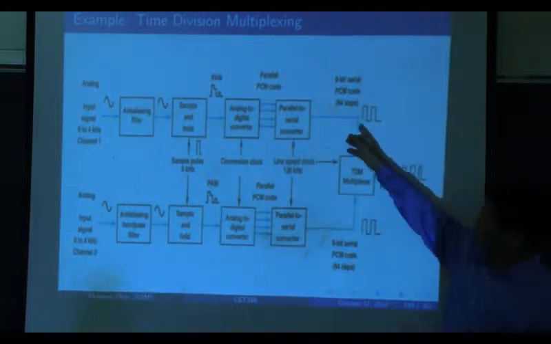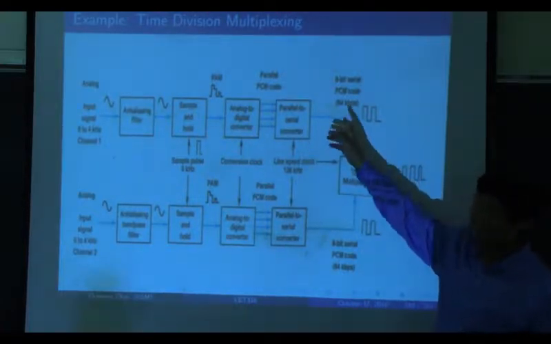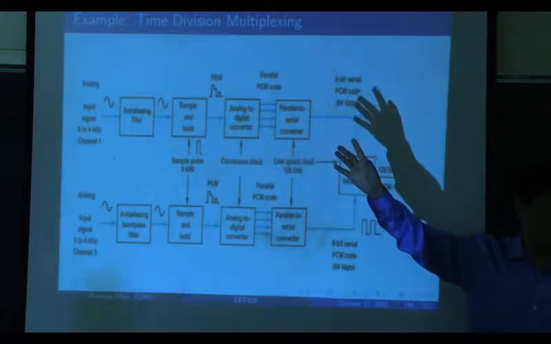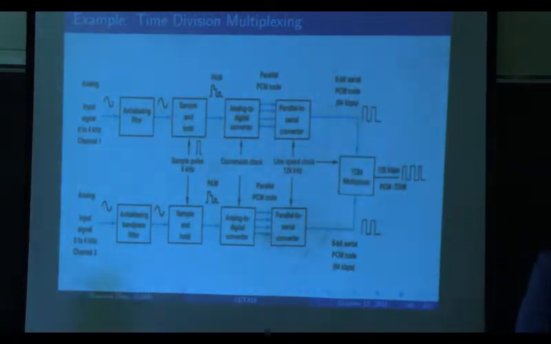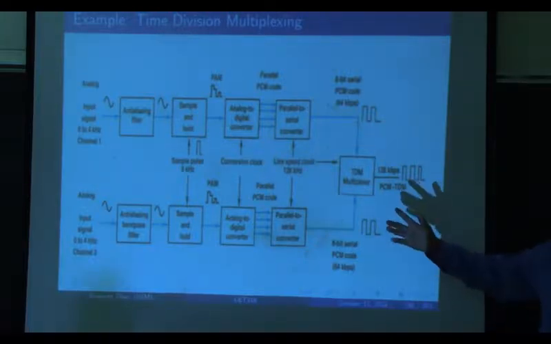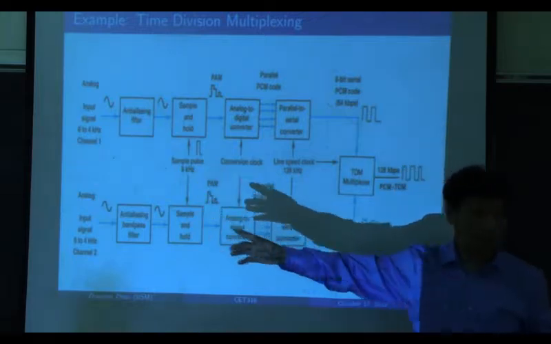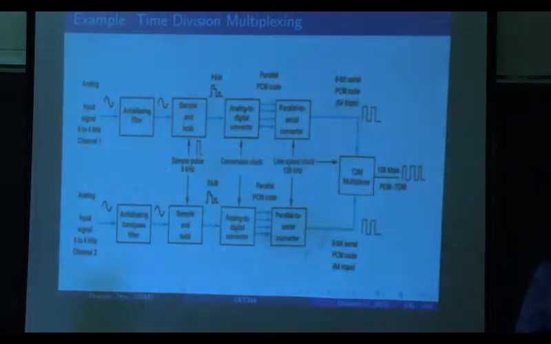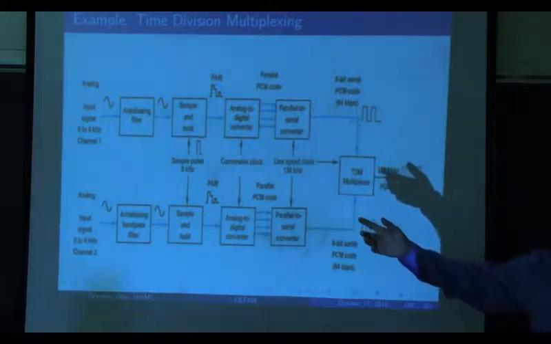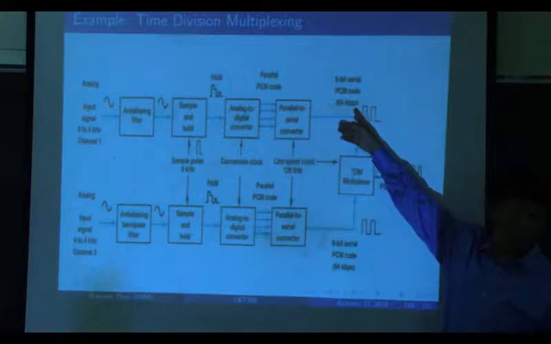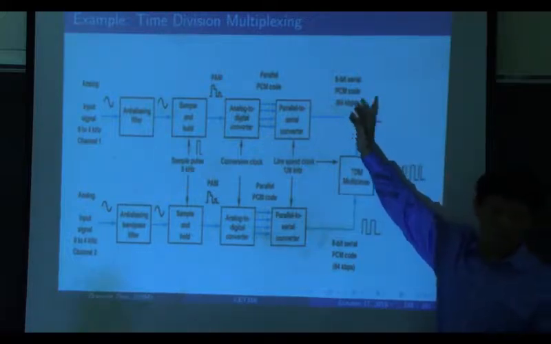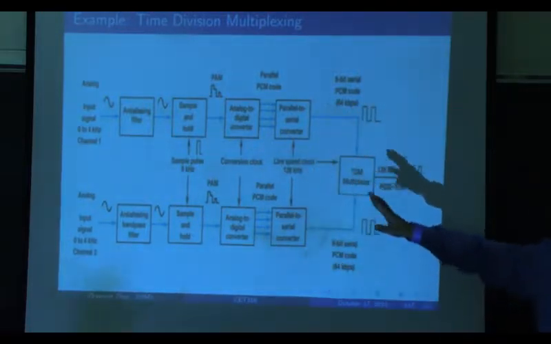For this one, the line speed is 64. Why is it 64? Anyone can figure out why it's 64 kb per second? Okay, 8-bit, right? And in each second, how many samples do we need? 8K, right? It's double the highest frequency, which is 4K. So 8K times 8 equals 64 kb per second. So that's the line speed of this one. Everybody should figure this out easily.